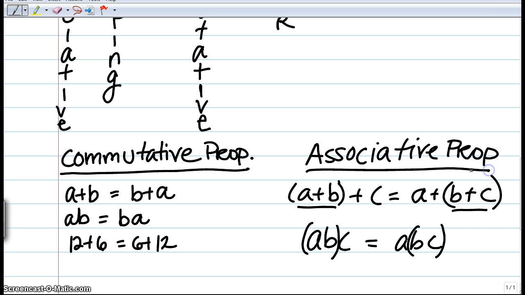So again, associative property deals with grouping. What's in the grouping symbols is being changed. Commutative property deals with order.